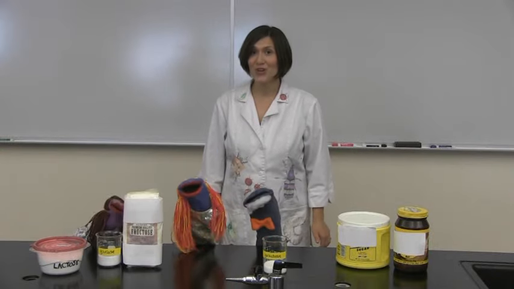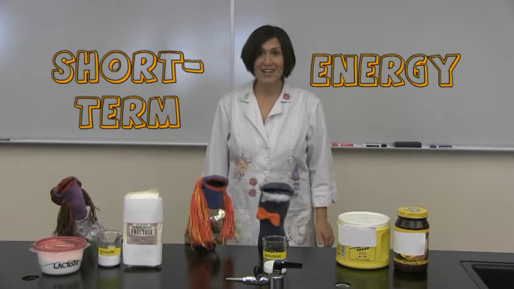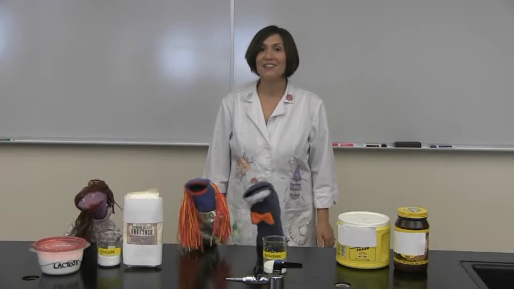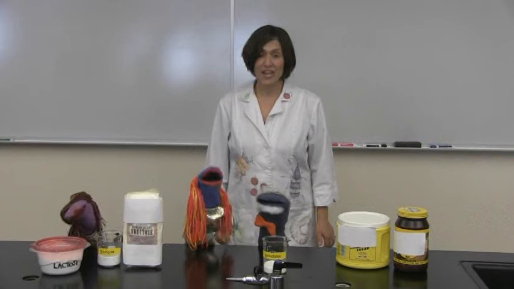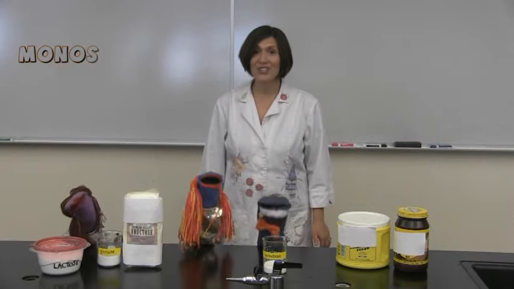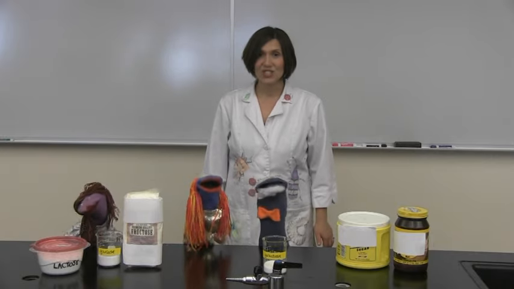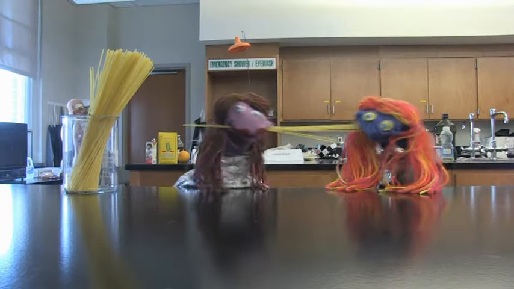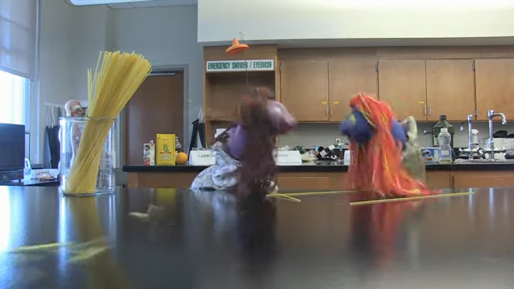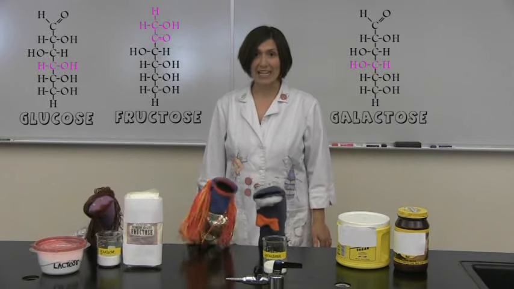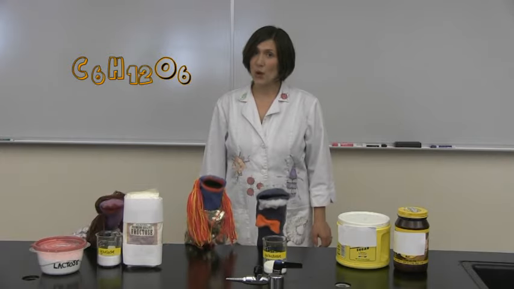Carbohydrates, also known as carbs, give you short-term energy and are made of the elements carbon, hydrogen, oxygen. Their monomers are monosaccharides, single sugars. Carbs are macromolecules of life. Glucose, fructose, galactose, C6H12O6.